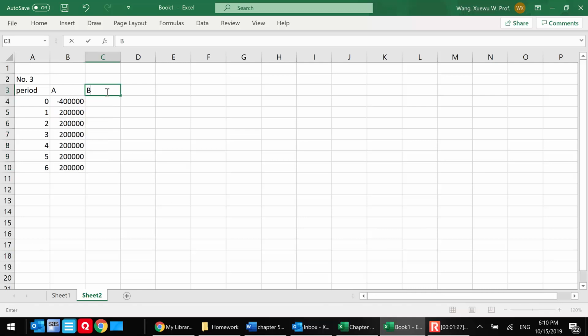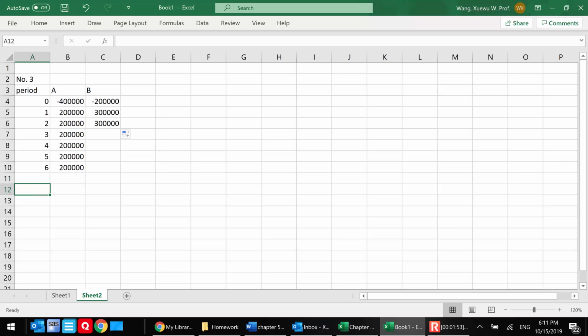All right, and machine B is going to cost 200,000, and it's going to generate 300,000 for 2 years. Okay, so now the question is, what is the EAC and which machine is more preferable?